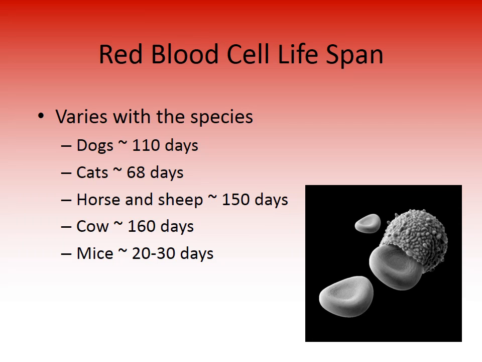So red blood cell lifespan. They only have a certain time to do their job, and then after that, they're done. So it varies within species. A red blood cell lifespan in a dog is actually 110 days. After that, it's done, it's gone. Cat is about 68 days. A horse and a sheep is 150 days. Cow being the most, which is 160 days. And mice is actually 20 to 30 days, so not very long at all.